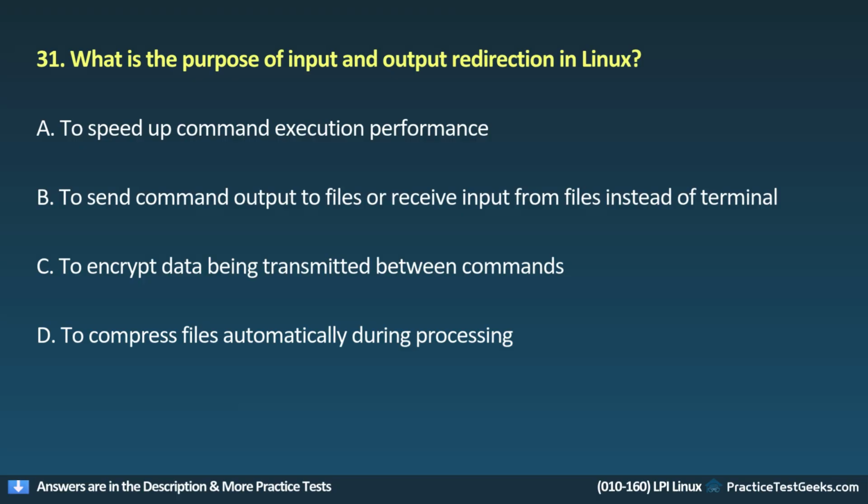31. What is the purpose of input and output redirection in Linux? A. To speed up command execution performance. B. To send command output to files or receive input from files instead of terminal. C. To encrypt data being transmitted between commands. D. To compress files automatically during processing.